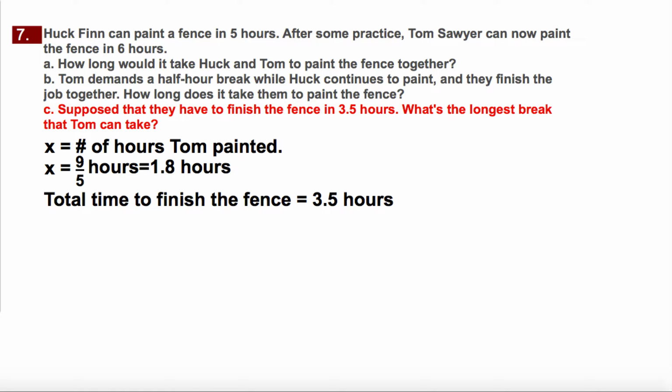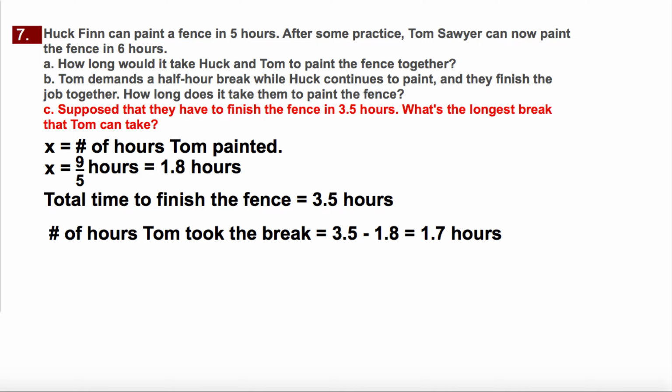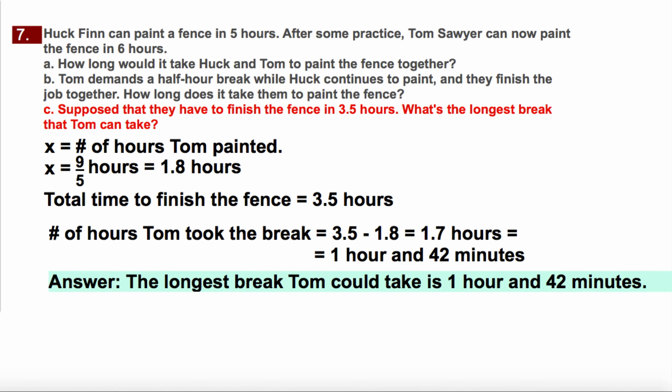The total time to finish the fence was 3.5 hours. Thus, the number of hours that Tom could take a break would be 3.5 minus 1.8, which is equal to 1.7 hours. 0.7 hours is equal to 7 over 10 times 60 minutes, which is 42 minutes. So 1.7 hours is equal to 1 hour and 42 minutes. Thus the answer is, the longest break Tom could take is 1 hour and 42 minutes.